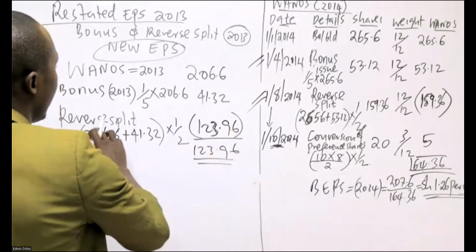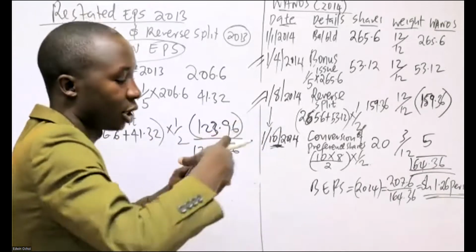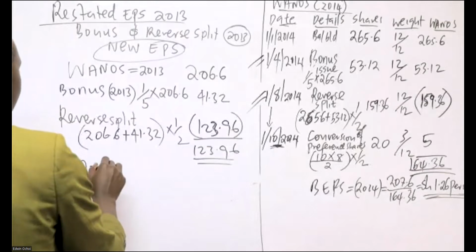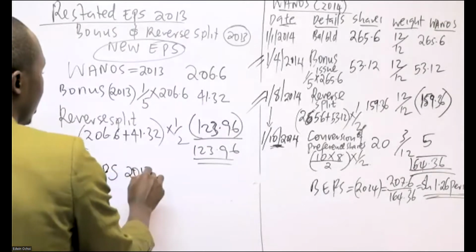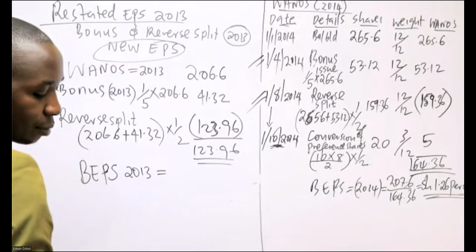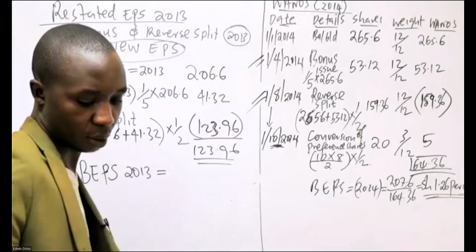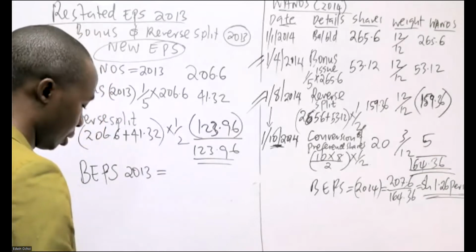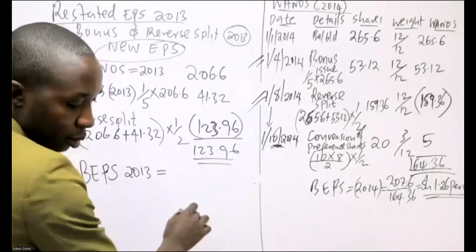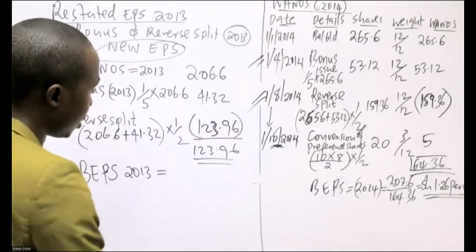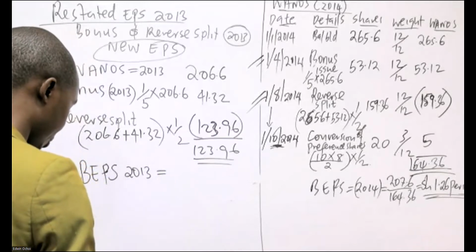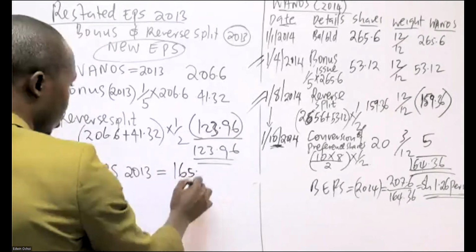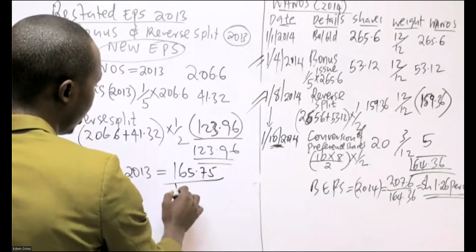So remember that for the reverse, I said it's a deduction which is done because it's a share consolidation they do. So meaning that our new basic EPS 2013 will be... I can see you always write on the chart there, so you can give me an answer on the chart. So the profit is 165.75. So divide by 123.96.